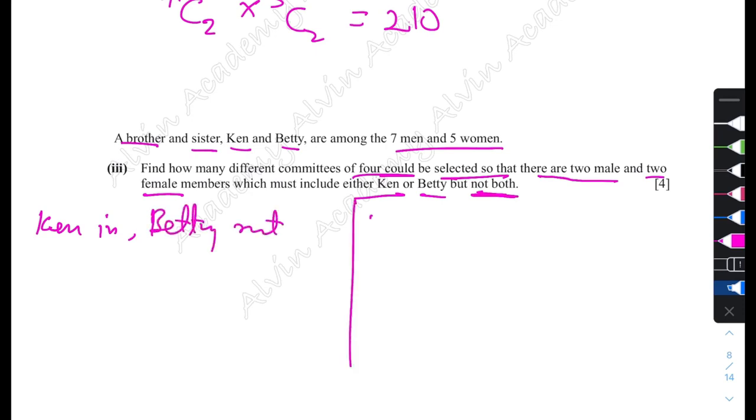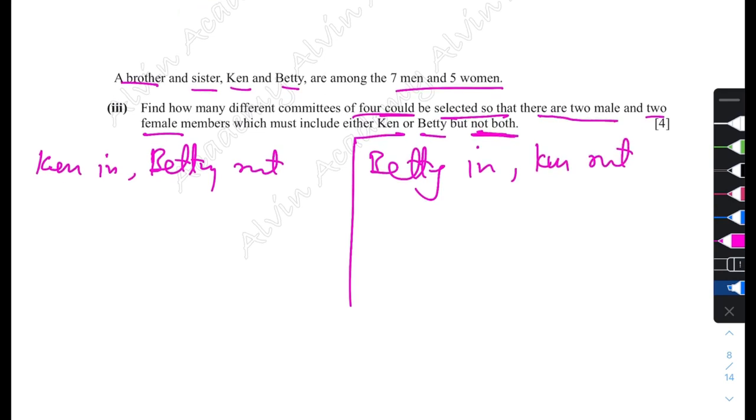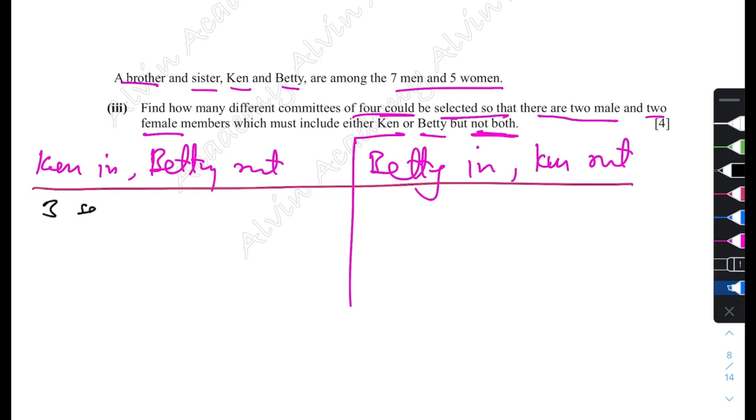Okay, and then we also do, when Betty is in and Ken is out. Betty, you can just multiply by 2 if you see it quicker. Okay, so now let's start with Ken in. If we are going to select Ken, that means that now we have 3 people to select, because Ken is already there. So the selection is going to be 3 people, okay?